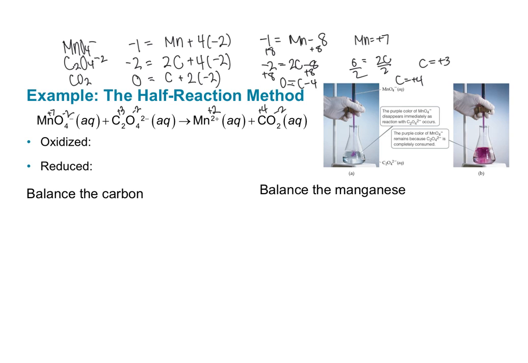Now we're going to identify our oxidized and reduced. Remember, who goes down? That's our reduced. So manganese goes from +7 to +2. Oh, that's a drop. So here is our reduced. And then we have oxygen, -2, -2, -2. Nothing happened with oxygen. Carbon goes from +3 to +4. Oh, carbon went up. Carbon is oxidized.